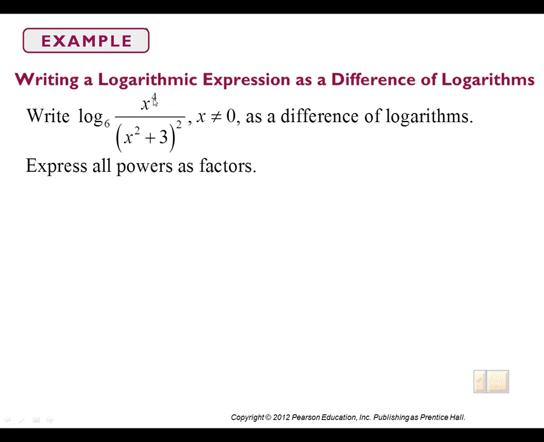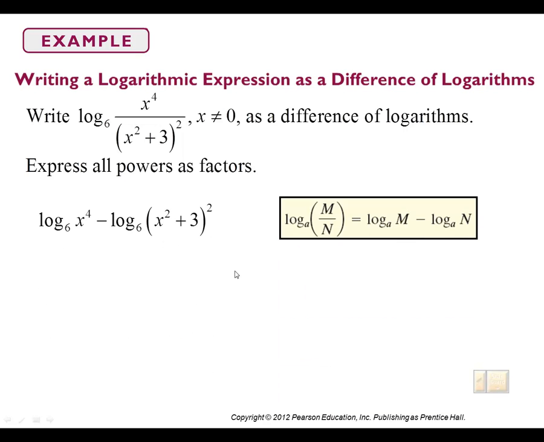Okay, here, this is like m over n. So we are going to add or subtract these two. Which one will we do? You should have said we are going to subtract, because of the quotient. So this will be log of the numerator base 6 minus log of the denominator base 6. Alright, and this is our difference property of logarithms. So this will be log x to the 4th base 6 minus log of (x squared plus 3) squared base 6. Now are we done at this point?